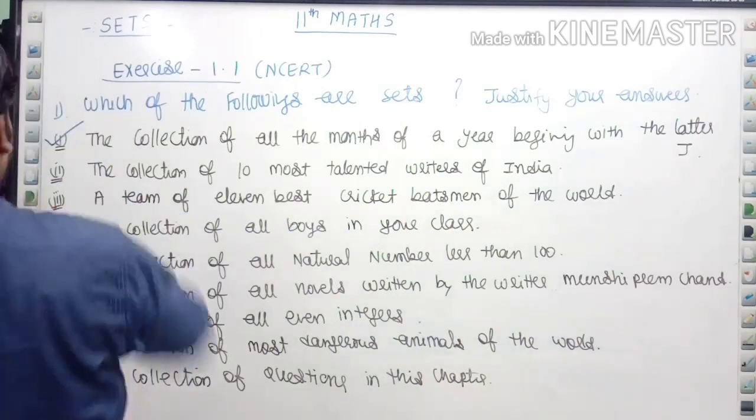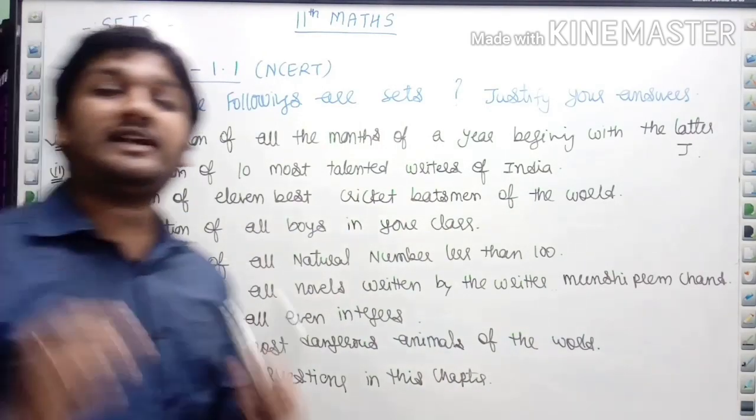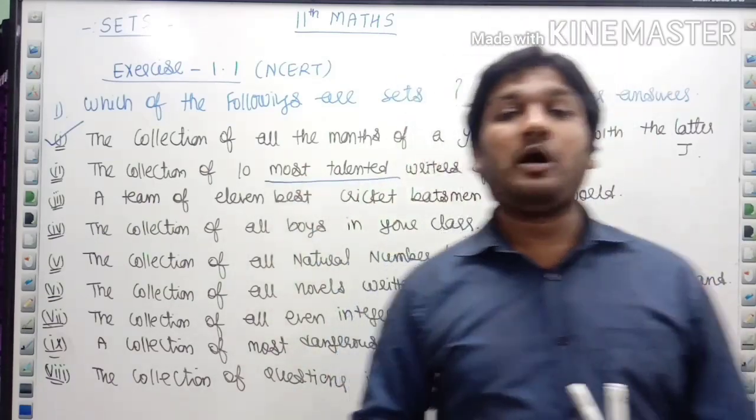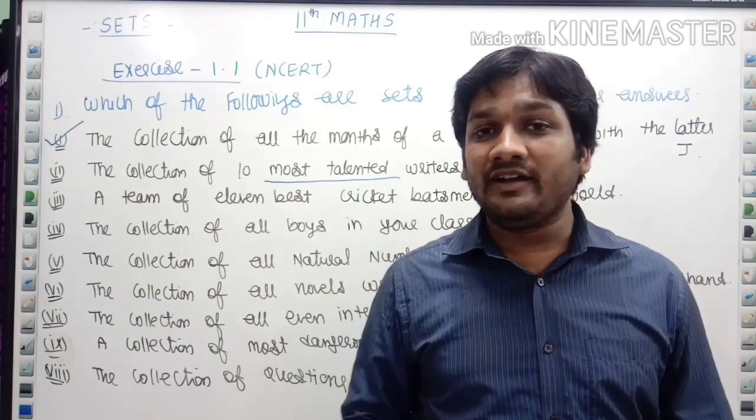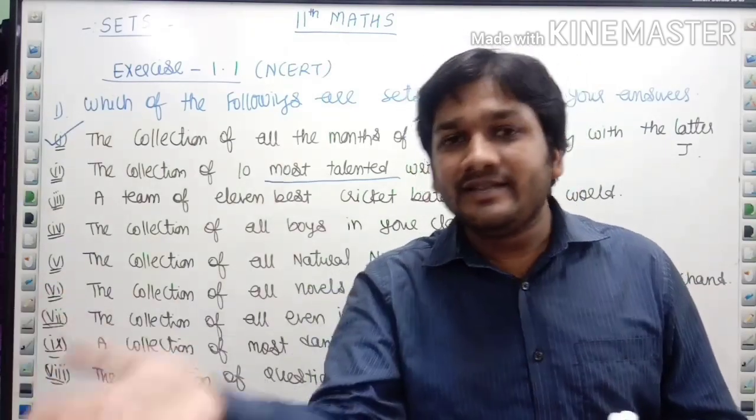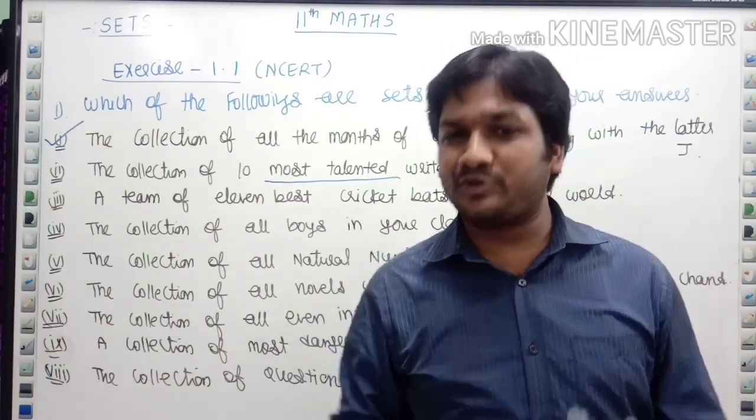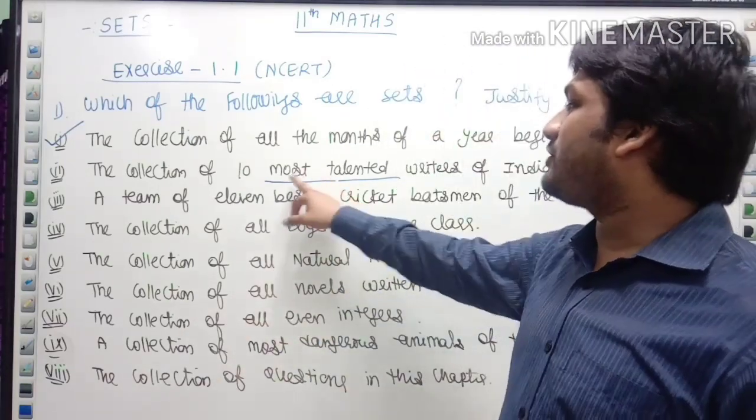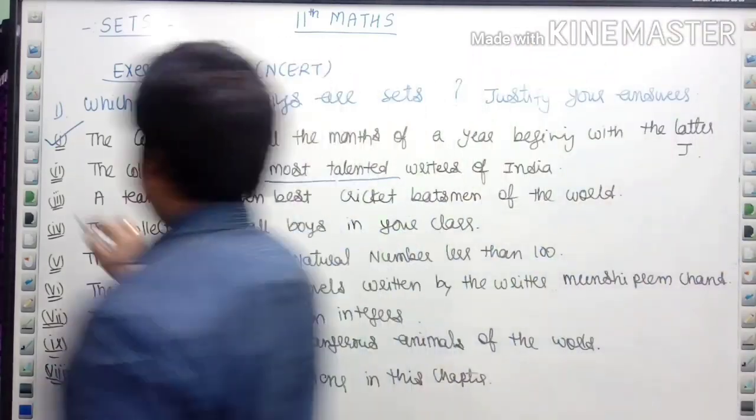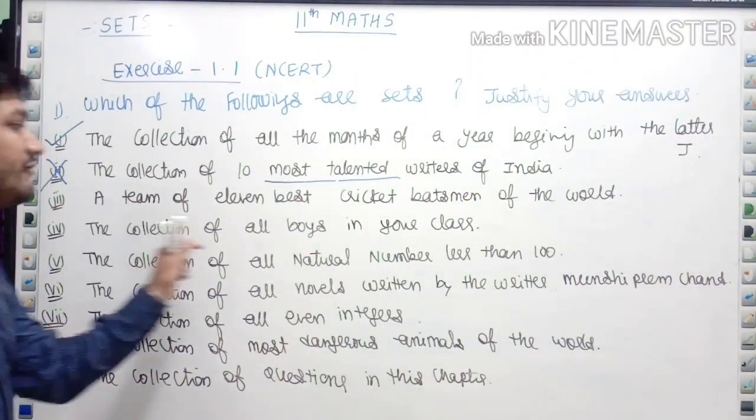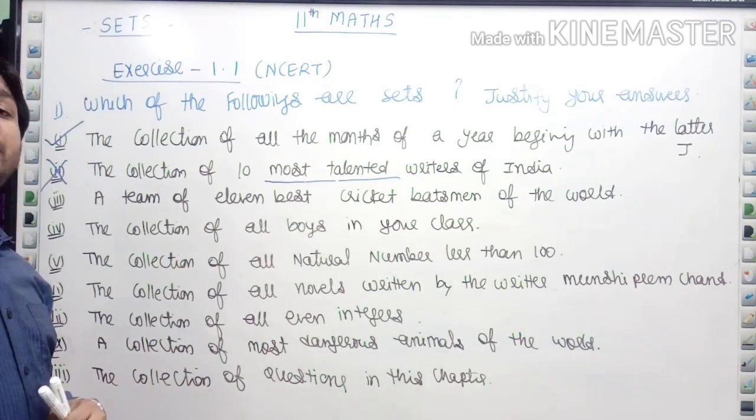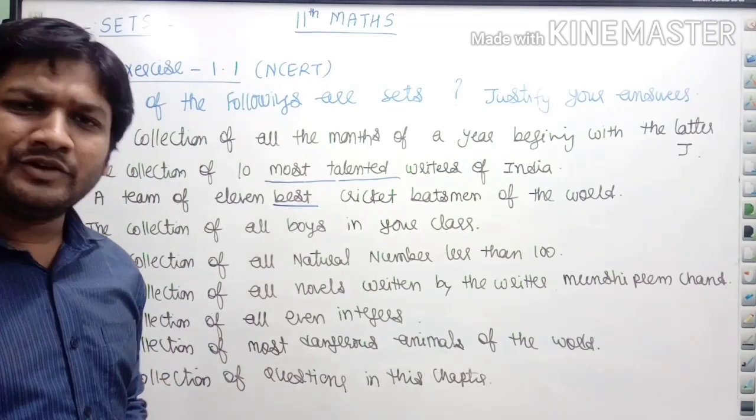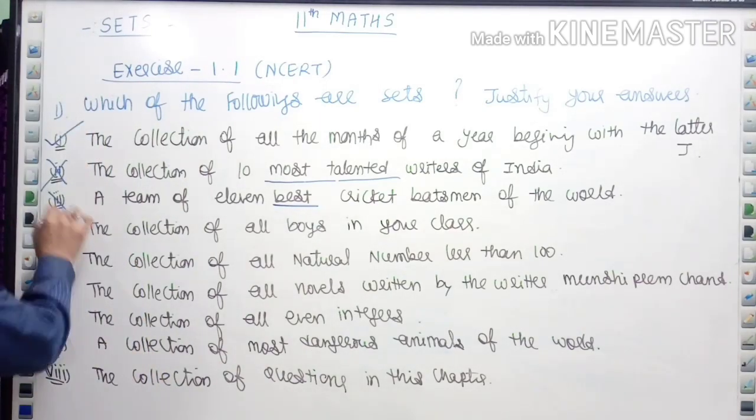This is a set. Collection of 10 most talented writers of India. Remember the word most talented. There is no parameter to define that he is more talented and he is less talented. It depends on perception, from person to person. So we cannot say this is a set because of the word most talented. Third, a team of 10 best cricket batsmen of the world. Again the word best. No parameter to check who is best, who is not best. So this is not a set.